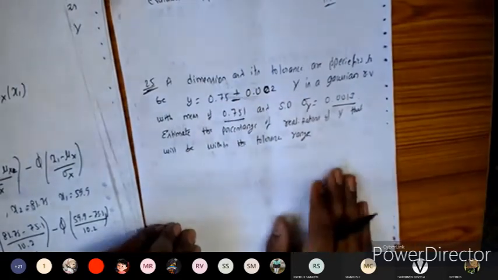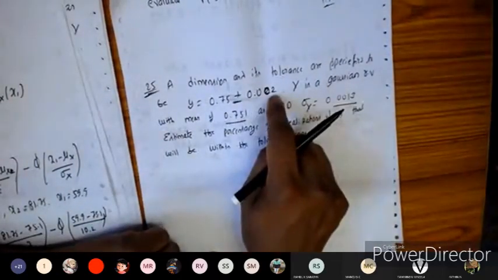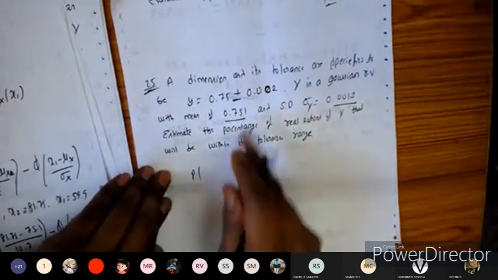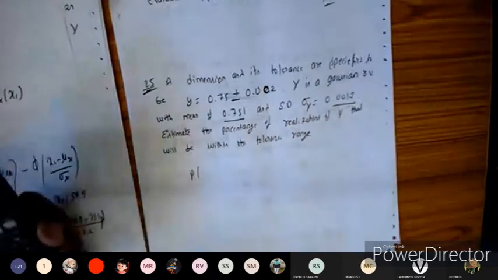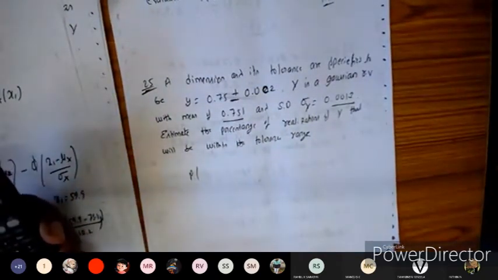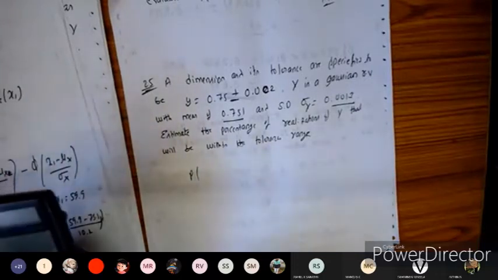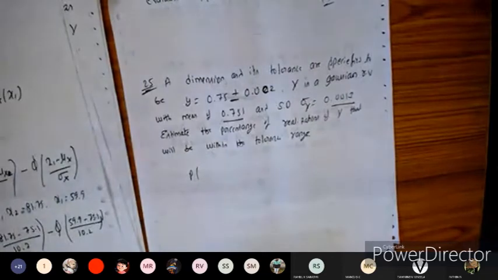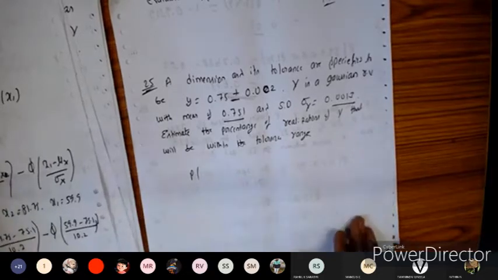So got the concept here, no? It has been given that y can take the value plus or minus this value here. If I take the minus value, 0.75 minus 0.002, how much do you get here? You can keep your calculator in the scientific mode so that you can get 3 decimal values. So this will become 0.748.